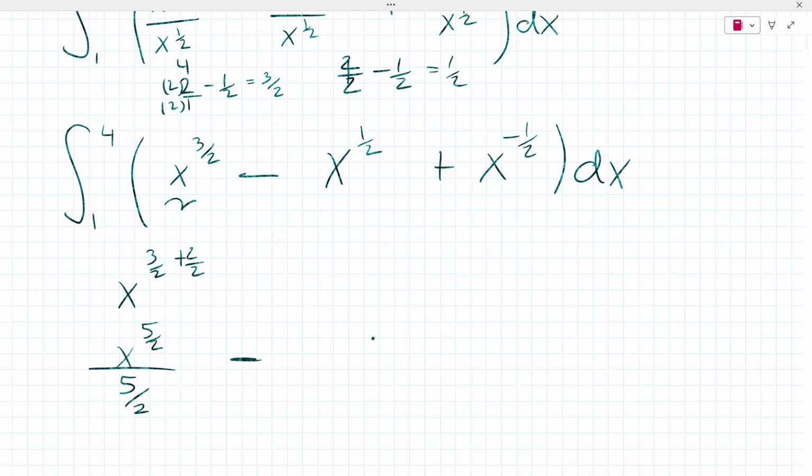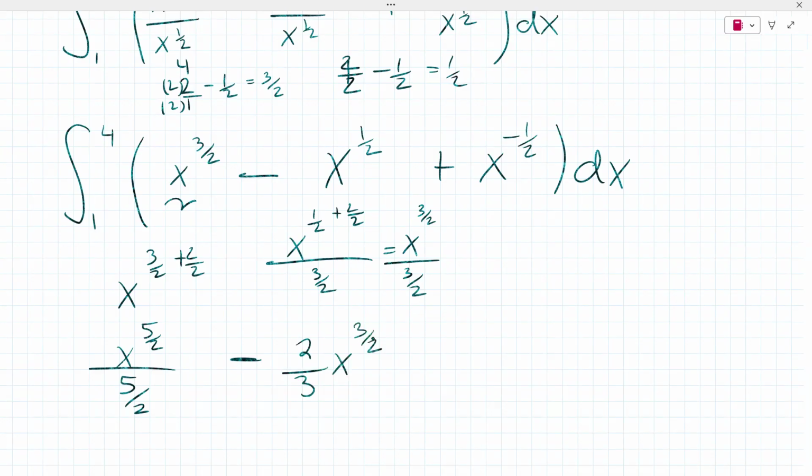minus, what's x to the 1/2? Whole power plus 1, so 1/2 plus 1, or 2 over 2, divided by that power. 1/2 plus 2 over 2 is 3/2, so that would be x to the 3/2 divided by 3/2. And that should give you negative 2/3 x to the 3/2, right?